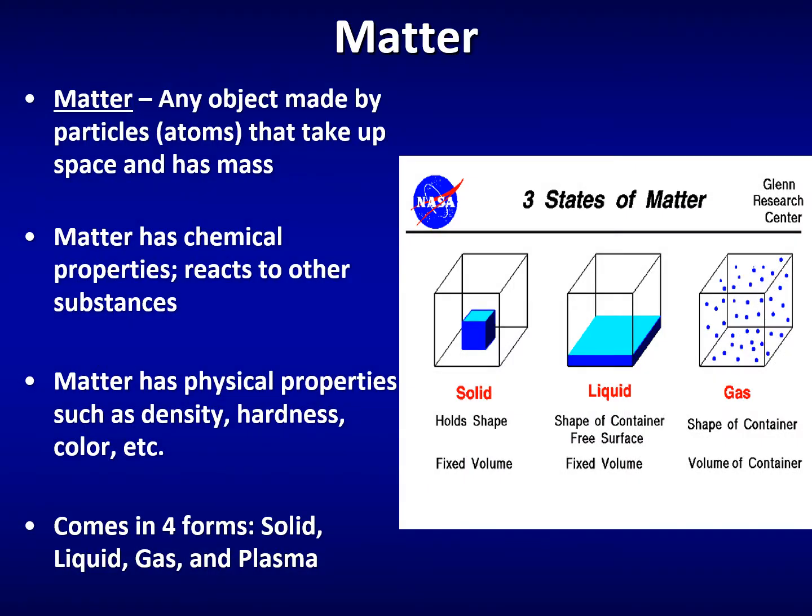Matter is any object made by particles or atoms that takes up space and has mass. Matter has chemical properties and reacts to other substances, and it has physical properties such as density, hardness, color, etc. We know that matter comes in three basic forms: solids, liquids, and gases, and then a special sort of matter state, a supercompressed gas known as plasma we see in the sun. Essentially that's kind of a gas as well. So three major states. Matter, to be summed up, is basically any object that takes up space and has mass.